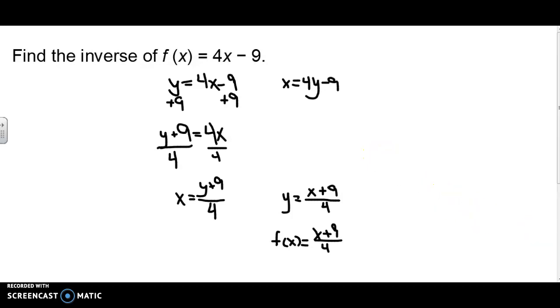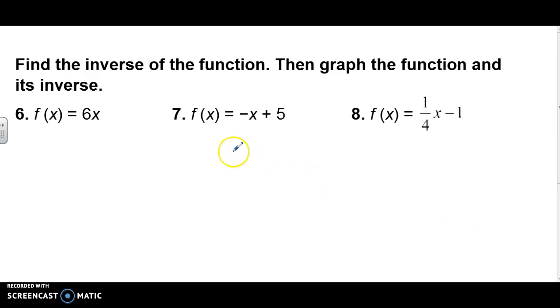All right, so there are these 3 problems here. It says find the inverse of the function, then graph the function and its inverse. So what I want you to do is what we just did in the last slides. Solve for x and then switch the x and the y, or you can switch the x and the y first and then solve for y. The graphing is, again, reflections over the line y equals x. So remember that, and you're just graphing 2 lines. You graph the original and then graph the new function as well. So pause your screen, try these out, and then press play when you're ready.